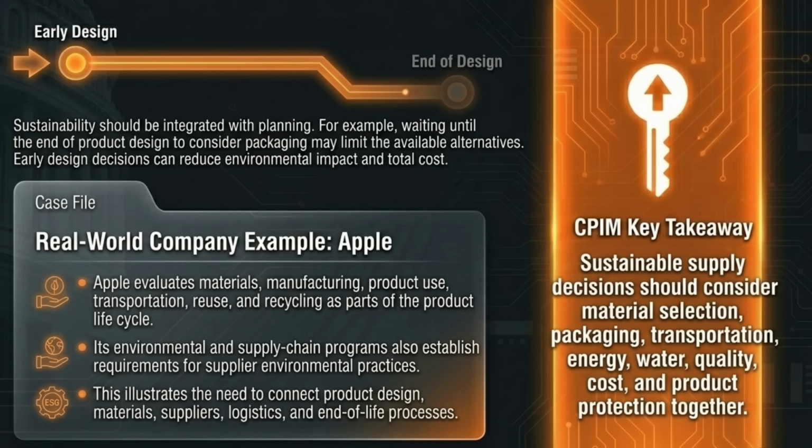Real-world company example: Apple. Apple evaluates materials, manufacturing, product use, transportation, reuse, and recycling as parts of the product lifecycle. Its environmental and supply chain programs also establish requirements for supplier environmental practices. This illustrates the need to connect product design, materials, suppliers, logistics, and end-of-life processes. CPIM key takeaway: sustainable supply decisions should consider material selection, packaging, transportation, energy, water, quality, cost, and product protection together.